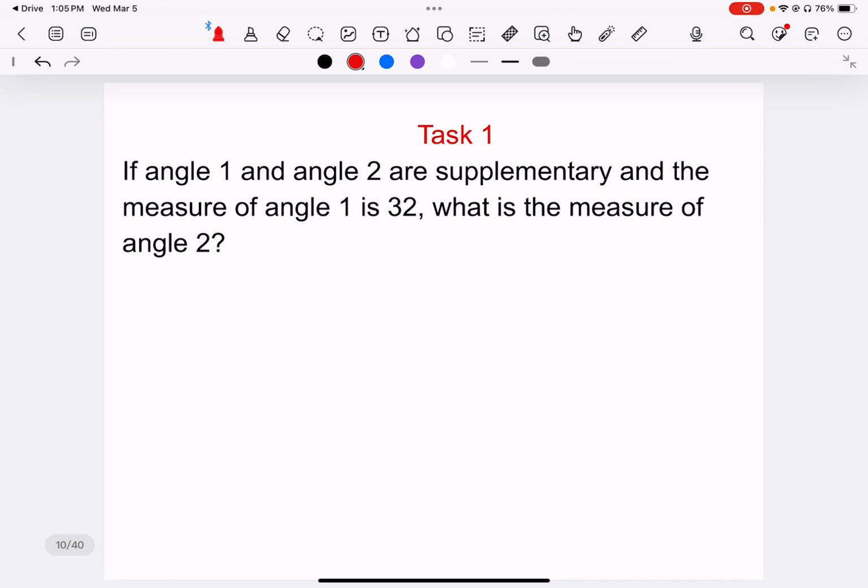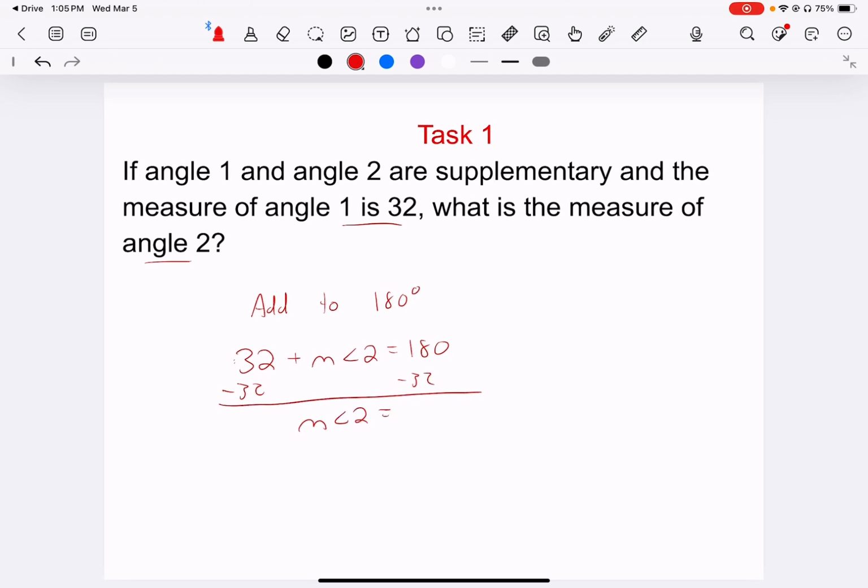If angle 1 and angle 2 are supplementary, and the measure of angle 1 is 32, what's the measure of angle 2? So supplementary means that the two angles have to add to 180 degrees. So that means the measure of angle 1, which is 32, plus the measure of angle 2 has to equal 180 degrees. So I would just subtract 32 from 180, and I would get that the measure of angle 2, that's what M angle 2 stands for, would be 180 minus 32, which is 148.